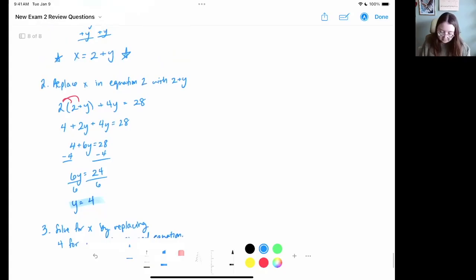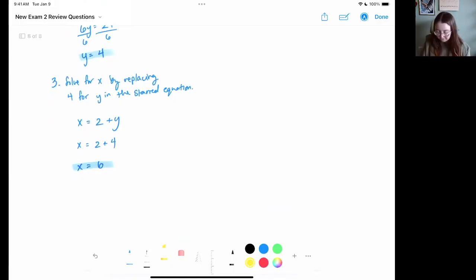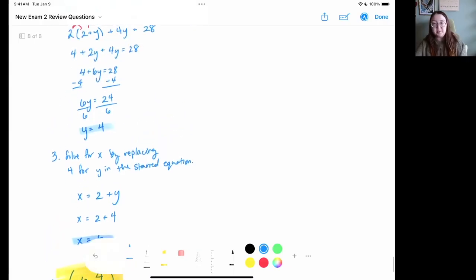So we're going to replace y with 4 in our start equation there. x equals 2 plus y. y is 4, so x is 6. Now typically, when we write our answer, it should look like an ordered pair. So we should get x comma y with parentheses. x is 6, y is 4, so we should get 6 comma 4. And there we go. So that's how we can find our answer using the substitution method.